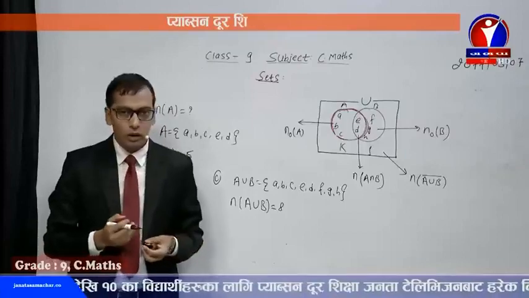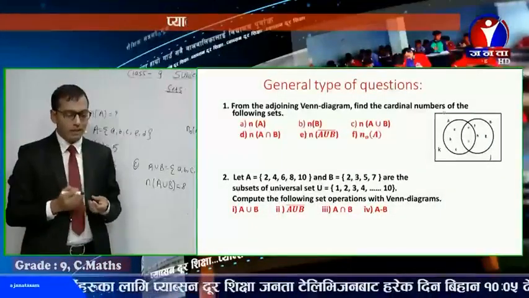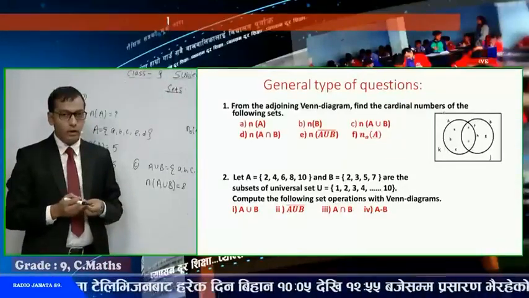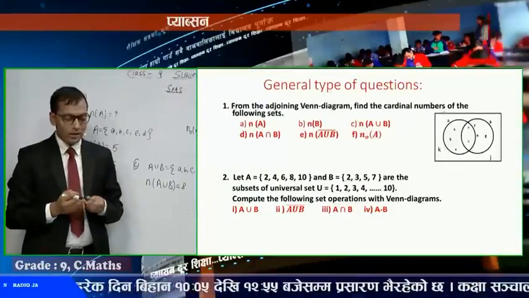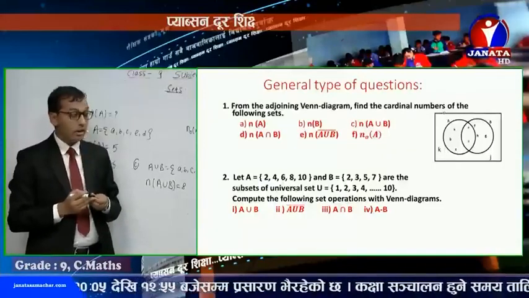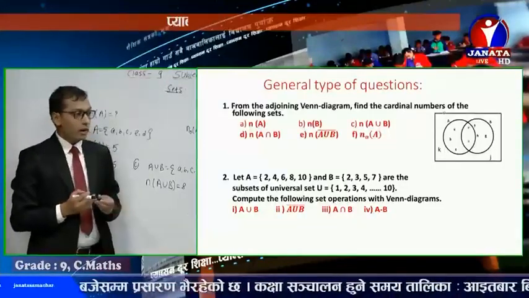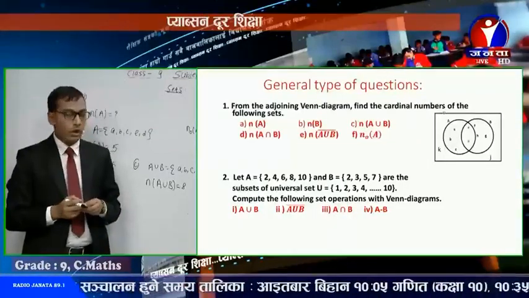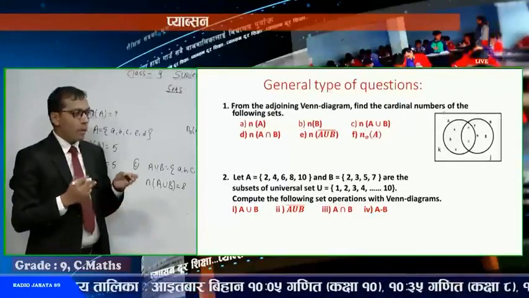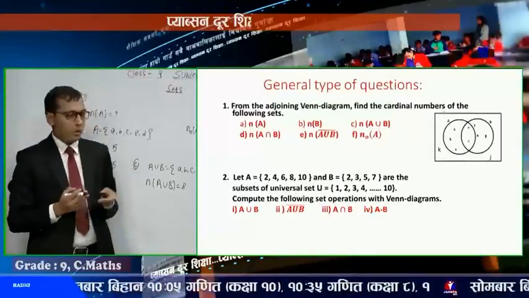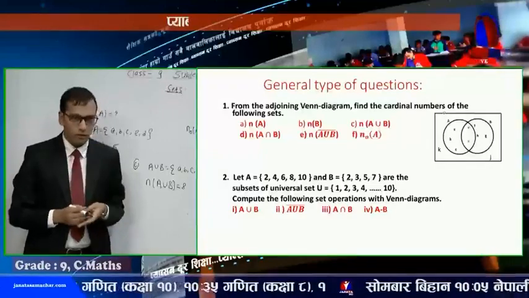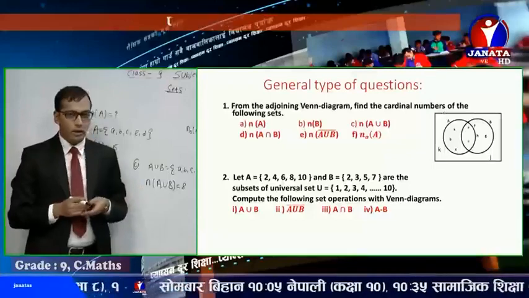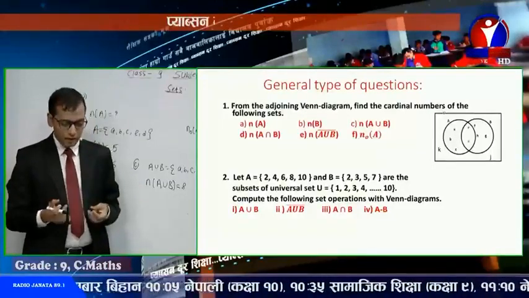Now question number 2 is also displayed on the screen. Let's read the question. Let A and B be subsets of the universal set U. Compute the following set operations with a Venn diagram. So we have 4 different questions. Can we practice this question by ourselves? Let's take question number 2 for practice work. You can write this question number 2 for practice.